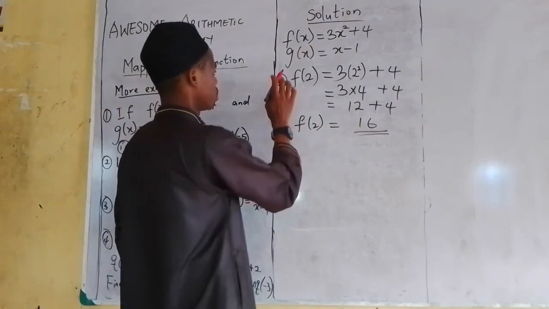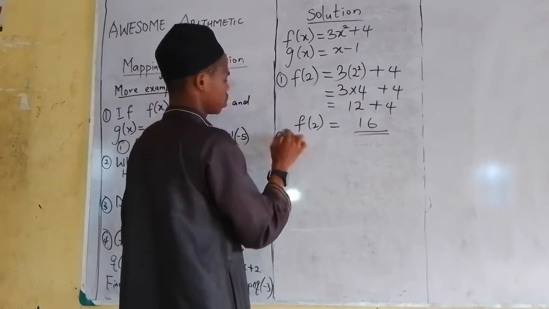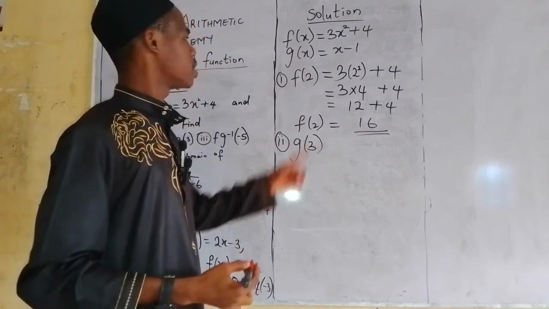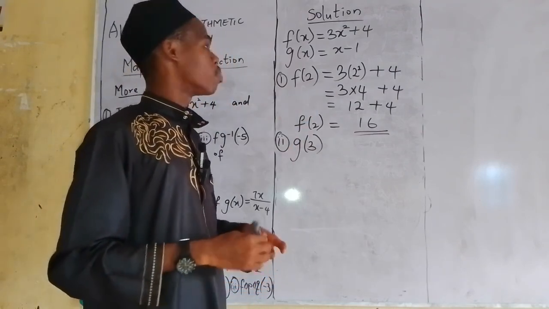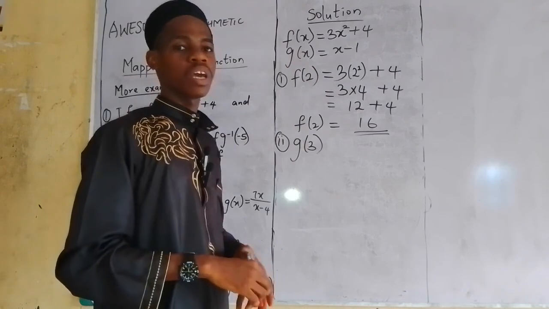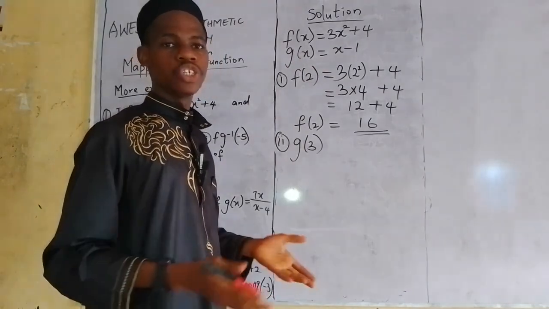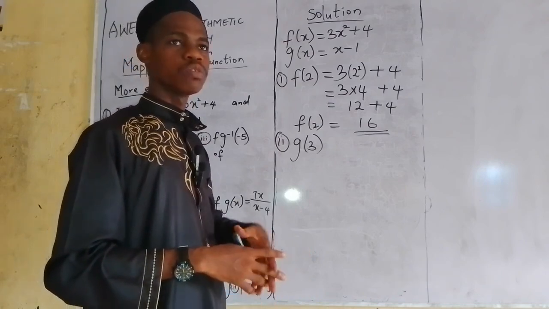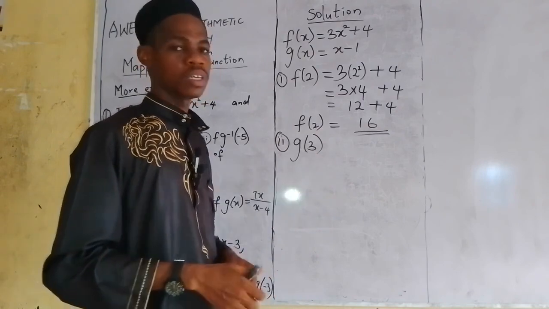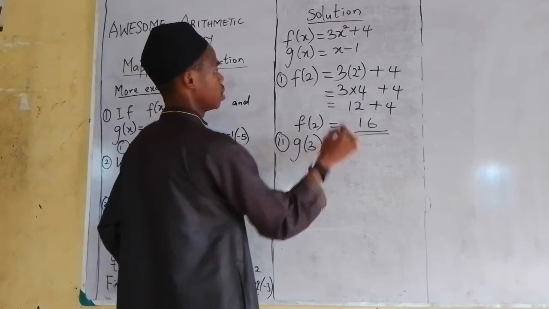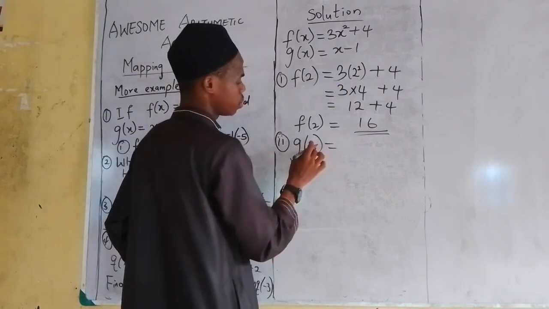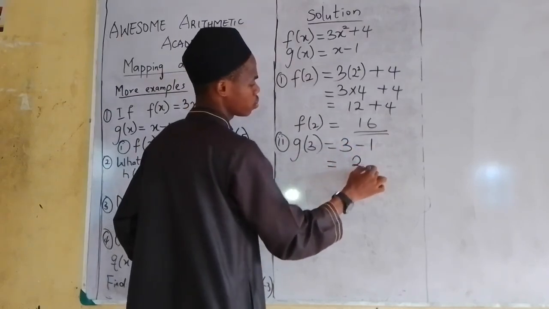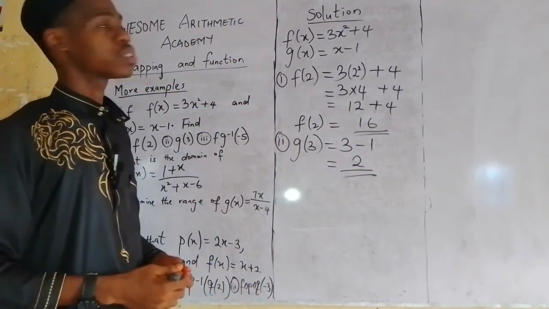G of 3. So what does this mean? The same thing you did for f of 2, but you are using g of x now, not f of x. G of 3 means anywhere you are seeing x under g of x, you will replace it with 3. That means, instead of writing this x, I will put this value, which is 3 minus 1. What's 3 minus 1? 2. And that's the answer to that.